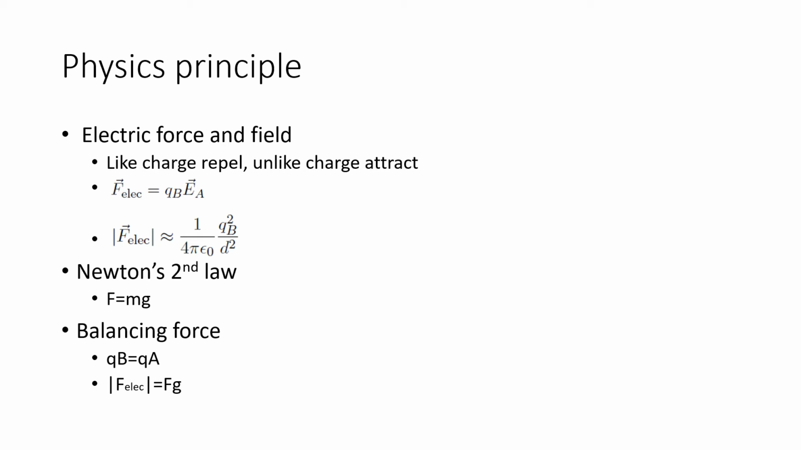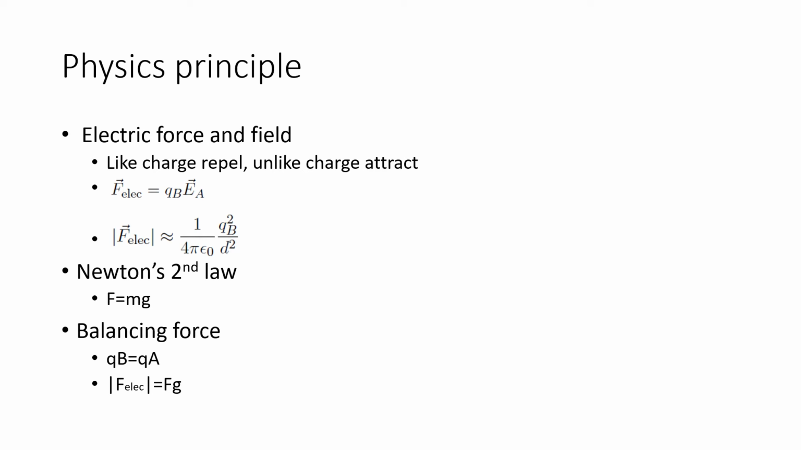And then there is F equals QE to calculate the electric force vector. So we'll use the charge on particle B times the electric field of A, and from that equation we can derive the last equation, to calculate the magnitude of the electric force. We'll use 1 over 4 pi epsilon 0 times QB squared over d squared to calculate the magnitude of the electric force on B from particle A.